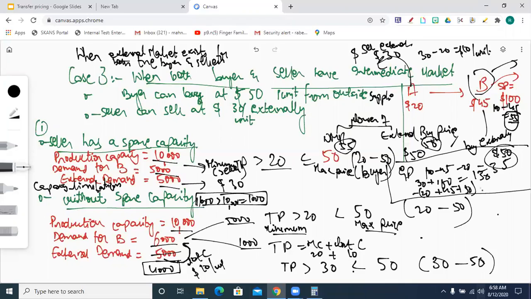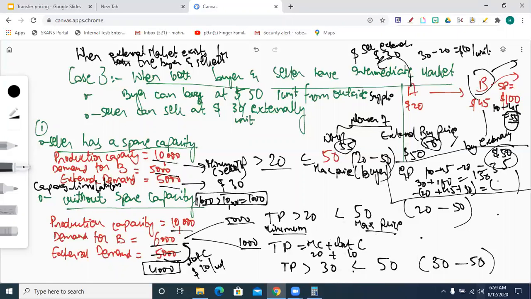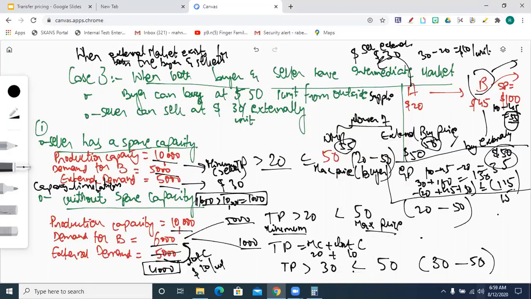So what's going to happen to the group profit? Imagine here, 20 plus 45 plus 50. Now the group cost is 115 and the group revenue is 130. So that means now the group profit is only 15. From earlier, the group was getting 35. Now, as a result of the decision, there is a loss in the group profit. They're not suffering, but the group is suffering now.